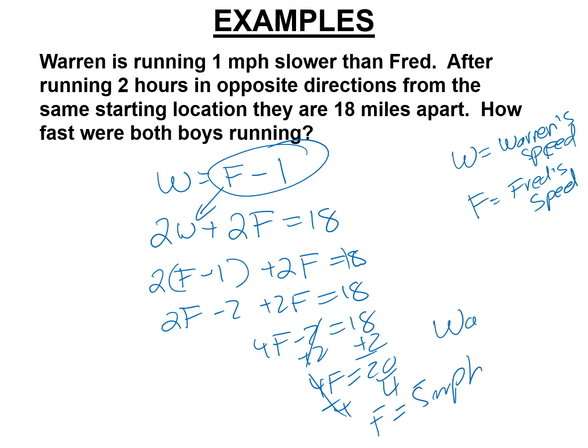All right, so 5 miles in an hour. And so, yeah, but they're running for 2 whole hours. So, yes, I think that makes sense. Warren's is 1 mile less. I don't think I have to show the work. It's 4 miles per hour.